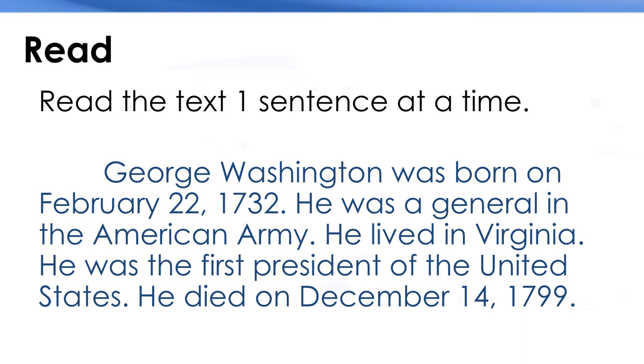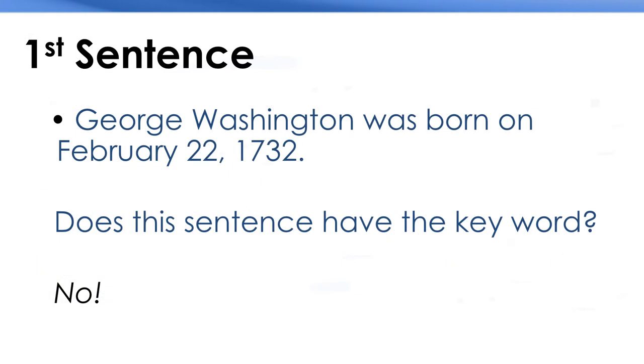Read. Read the text one sentence at a time. George Washington was born on February 22, 1732. He was a general in the American Army. He lived in Virginia. He was the first president of the United States. He died on December 14, 1799.